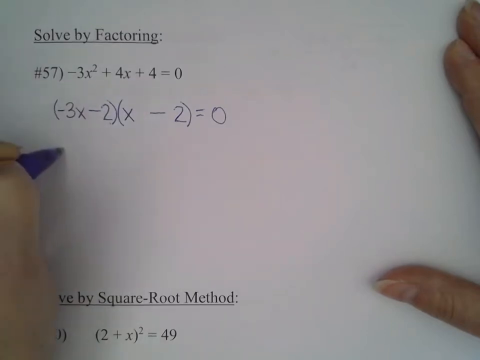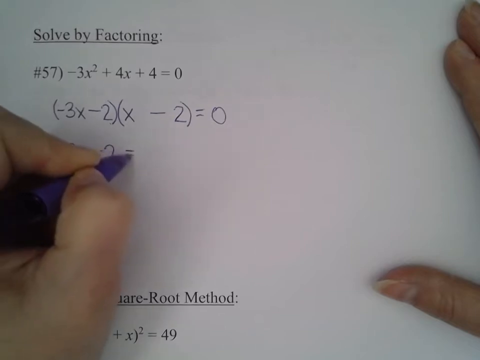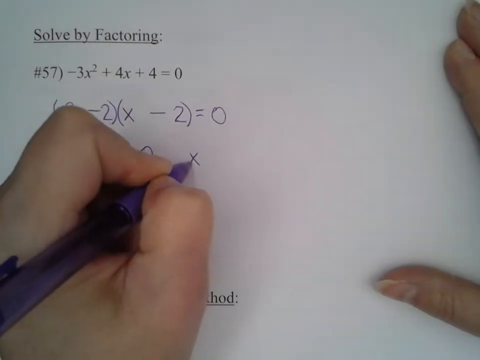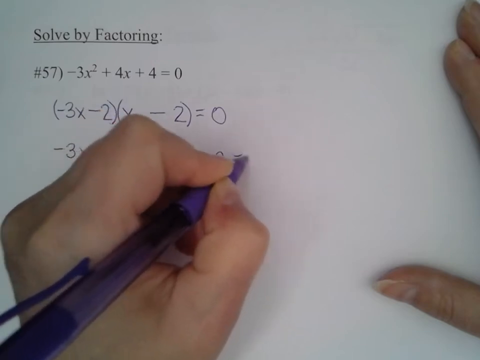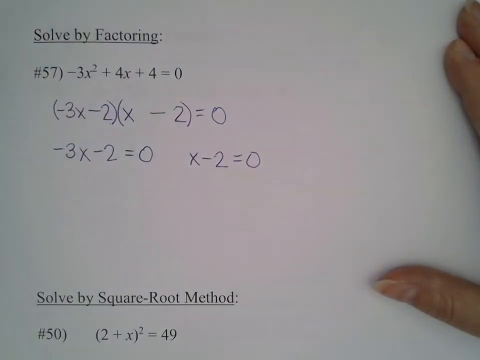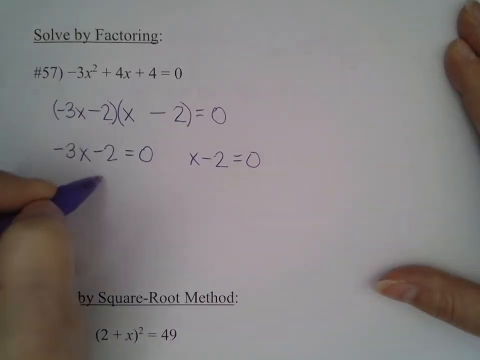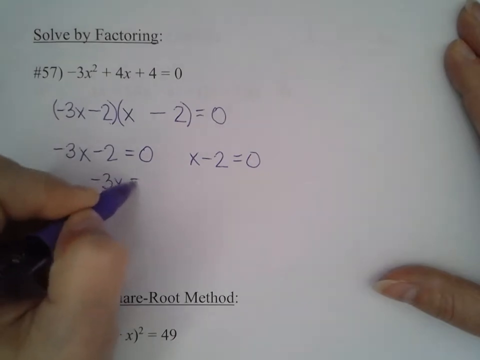The next step is to use that zero factor property, which says if I multiply two things and I get 0 as the result, then one of those two things, maybe both, were 0 in the first place. So I set each part equal to 0. I solve for x.